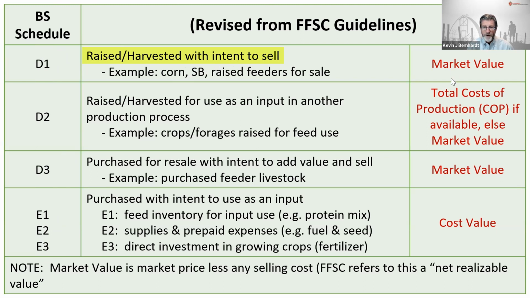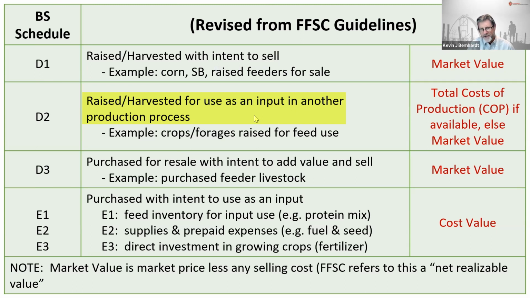And the Farm Financial Standards Council recommends that if we have the intent to sell those raised products, then as of the date of the balance sheet, if we have those on hand, we should value those at market value as of that date. Category D2 is also raised or born products from our farm that we've raised ourselves. But instead, we have the intent to use them as an input into another production process.